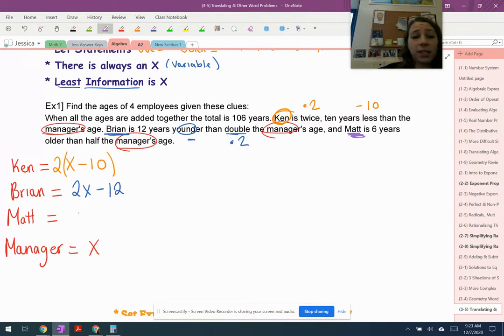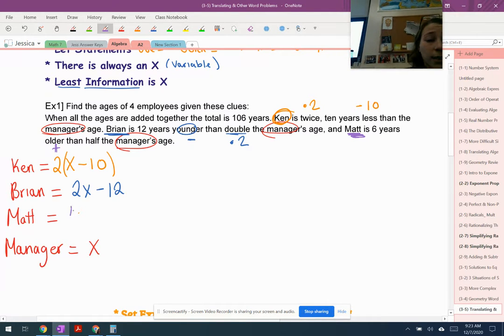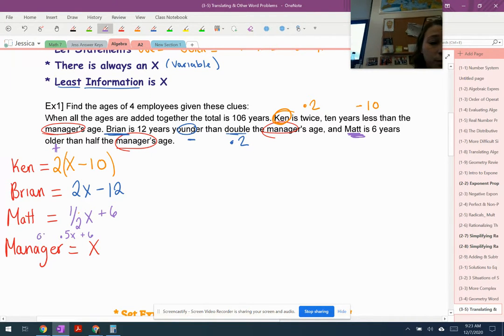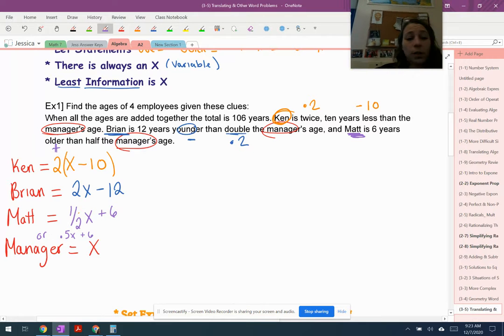And then Matt. Matt is 6 years older, is going to be plus, than half of the manager. So again, the manager is X, so 1/2 X, or you could even write that as 0.5X, whichever way you want to look at that. And 6 years older would be plus 6. So either way, don't get confused with that. I just changed it to 0.5.